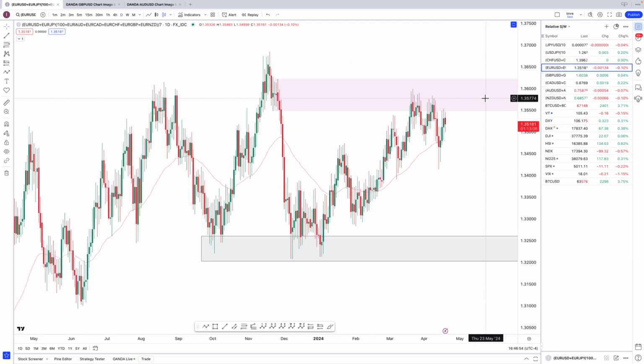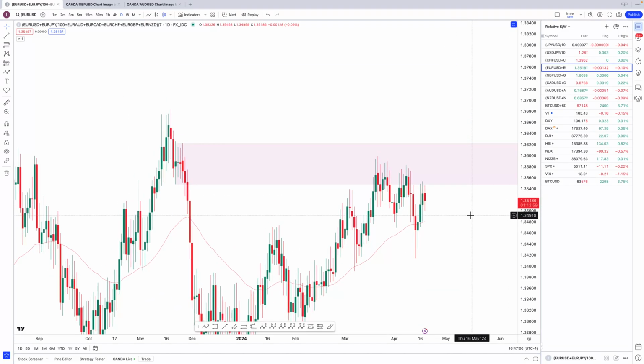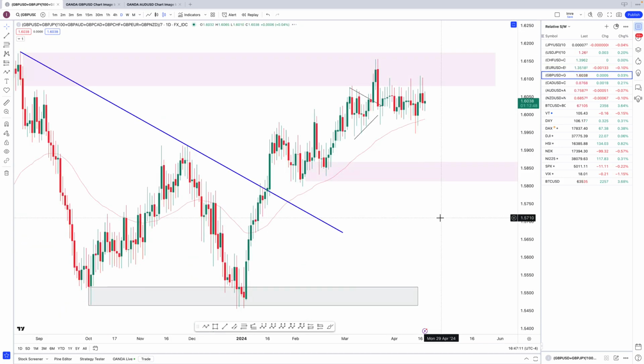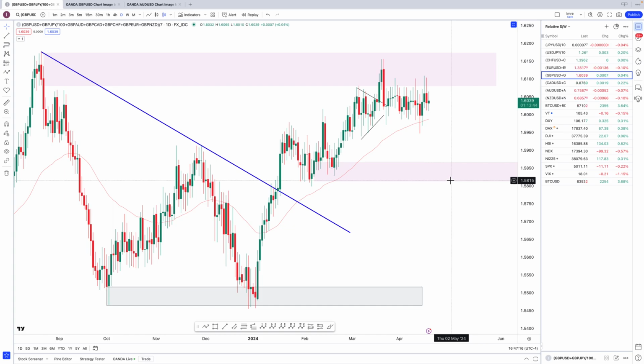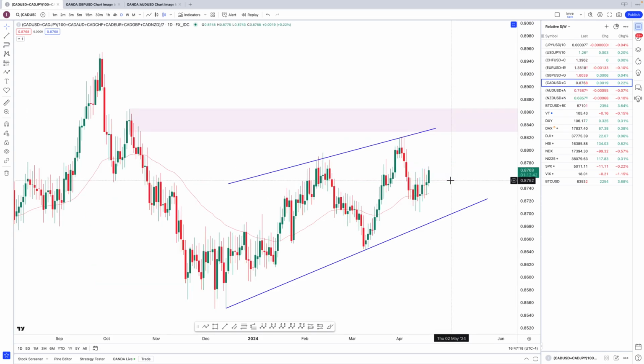The euro, I'm very neutral on because we're basically stuck between support and resistance. So the resistance is that pink box there, and then we can see that we have the 50-period moving average a little bit below. So I'm not interested in the euro really until we break out of resistance or down below support. The pound, very similar story, stuck between resistance and support in a tight range. Not a great trading environment for the pound.